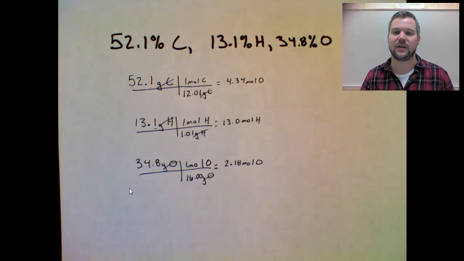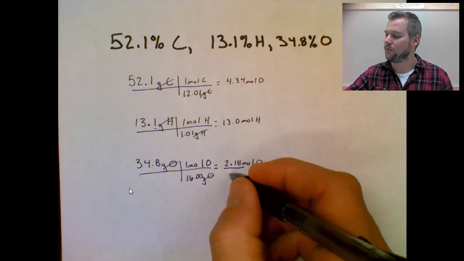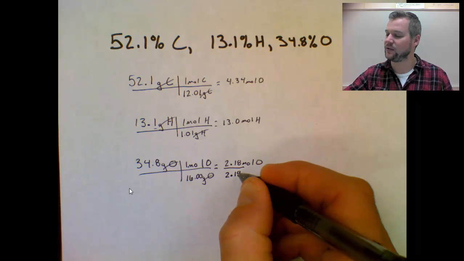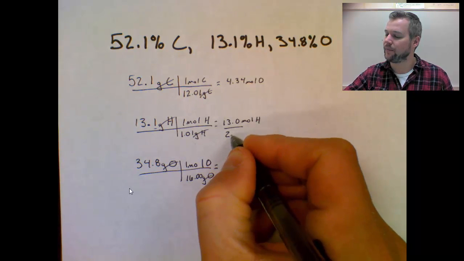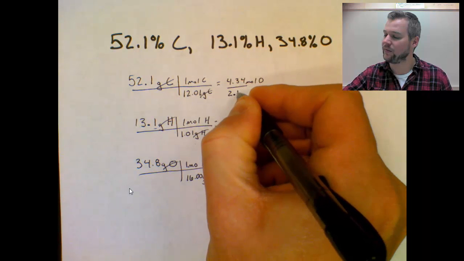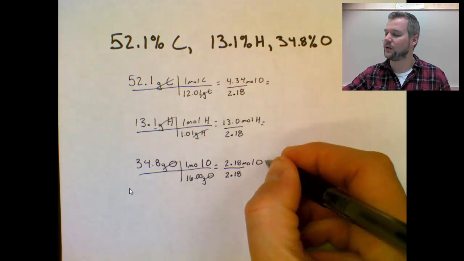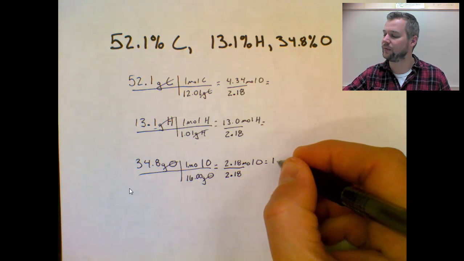Second step is going to be divide them all by the small. So the smallest one is the 2.18. What we're trying to do is turn these decimal values into whole number values. And you do that by setting them relative to the smallest value. Since these are ratios, it turns the smallest value into 1 mole of O.